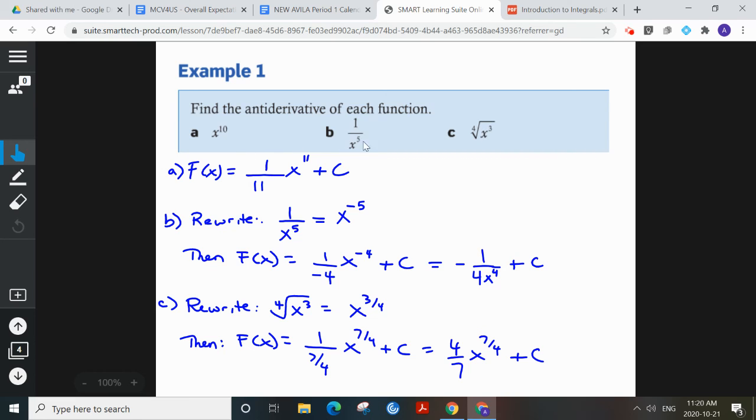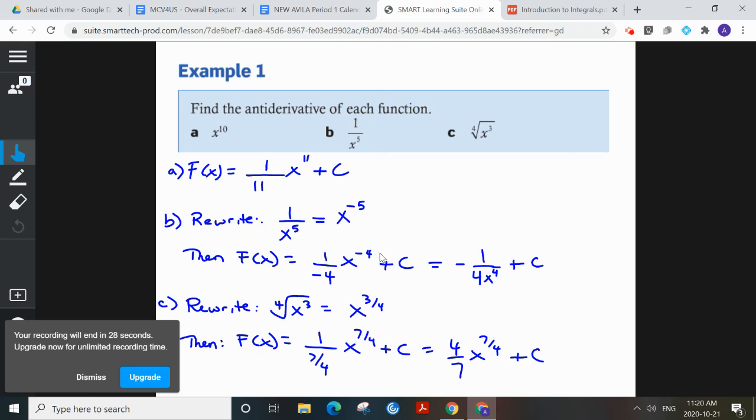If I want to end up with 1/x to the 5, remember that that's the same as x to the -5. Applying my rule, 1/(n plus 1) times x to the n plus 1. Okay, if I want to end up with x to the -5, I have to start with x to the -4 and divide out the -4, so it's -1/4.